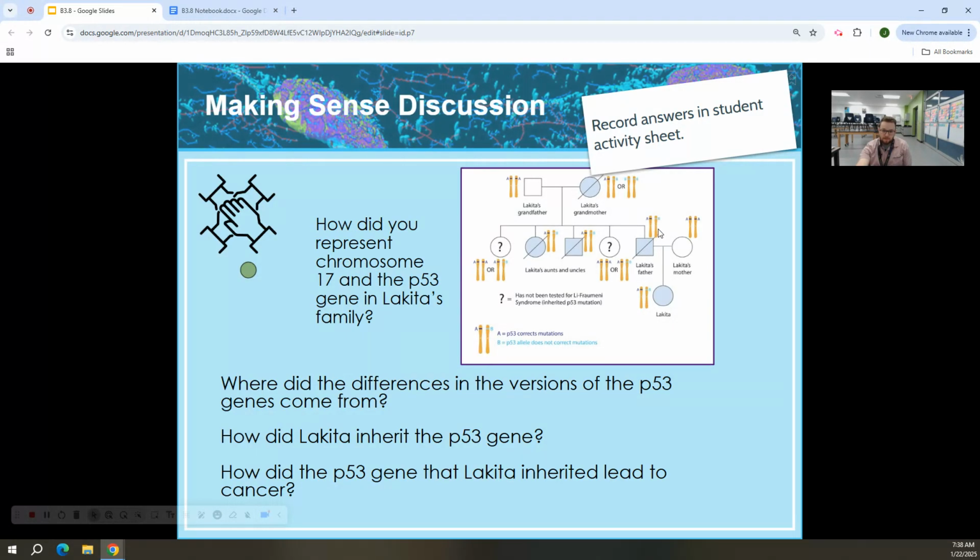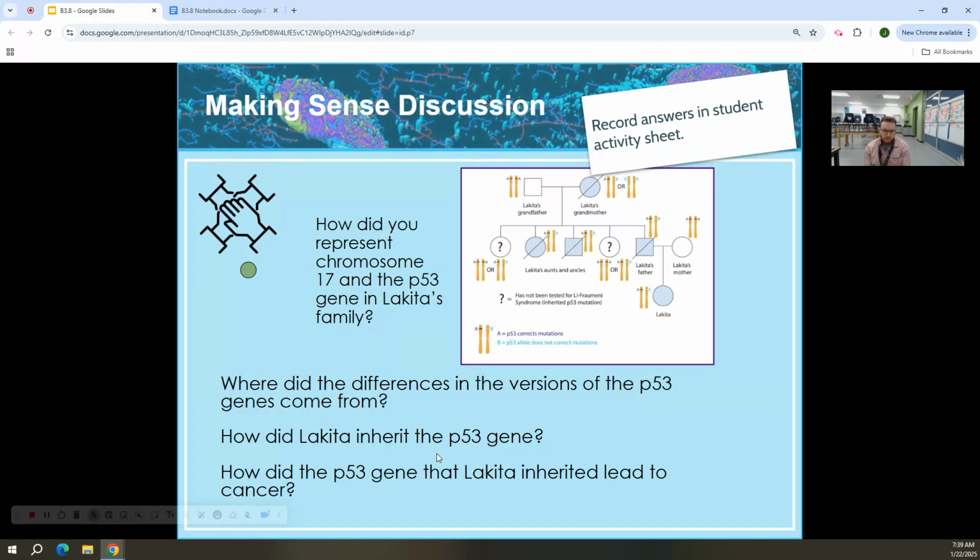Okay. Same goes for Lakita's father. We know he has to have at least 1 non-functional B allele because he has the syndrome, and then has 1 good functioning allele from the grandfather, so 1 of each. And then we know Lakita's mother, just like her grandfather, if you're unaffected, for sure, then you have 2 A alleles that are functional. Okay, and then Lakita, we know the only possible combination, therefore, would be this 1 functional and 1 non-functional.